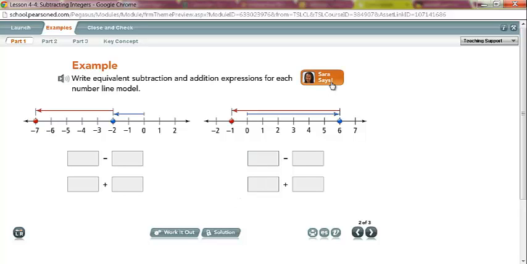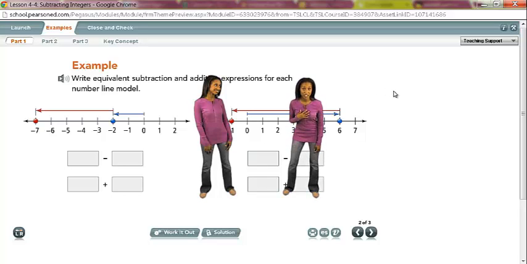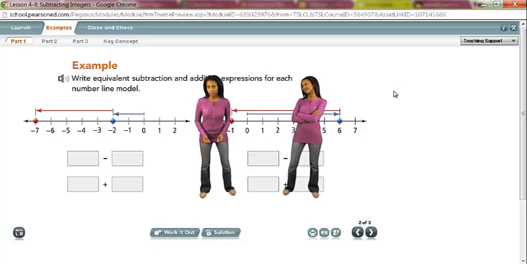Okay, so let's see what Sarah has to say. I like the idea that we can change subtraction into addition. We already have a lot of practice with adding positive and negative numbers, so we can use what we know how to do to help us do something new.